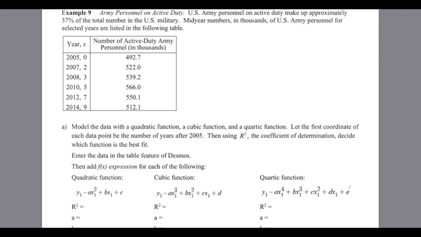Let's model the data using a quadratic function, a cubic function, and a quartic function. Let's let the first coordinate of each data point be the number of years after 2005. Then, using our r² value, which is the coefficient of determination, to decide which function is the best fit. Enter the data in the table feature using Desmos, and we're going to use Desmos to help us model this data.